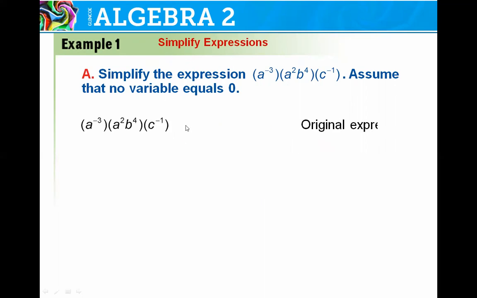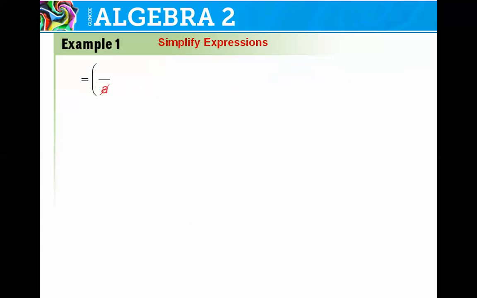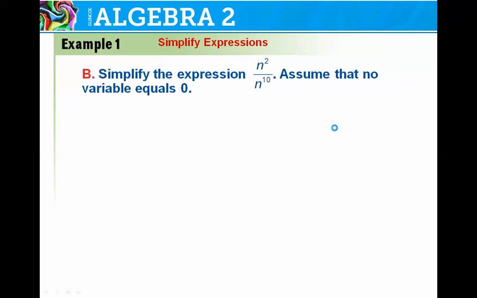We're going to the second example. This is the original expression, and then after that, he did what we did and got the simplest form as B power 4 over A C. Okay, so as Mu'taz said, we're going to the next problem. Simplify the expression, n power 2 over n power 10, and the variable n can't be equal to 0.